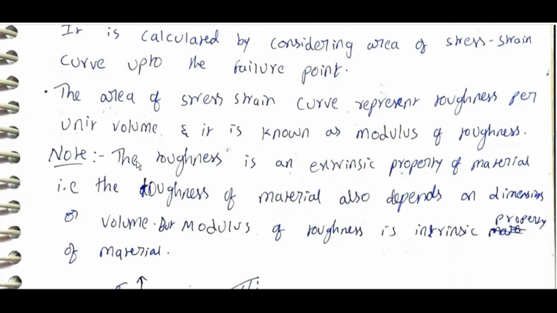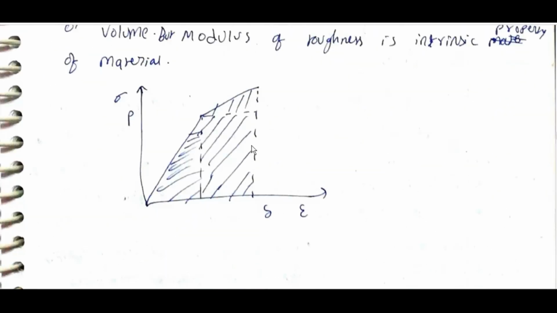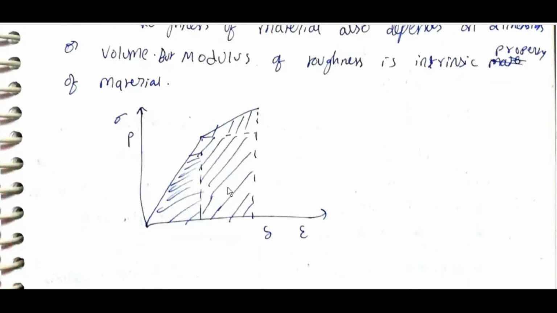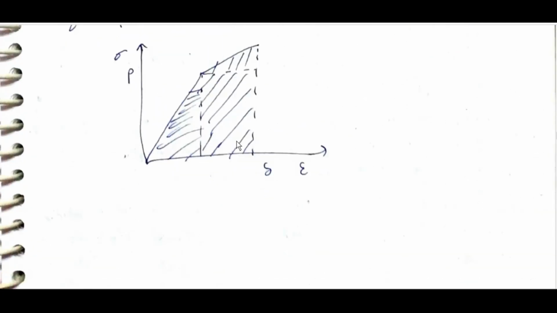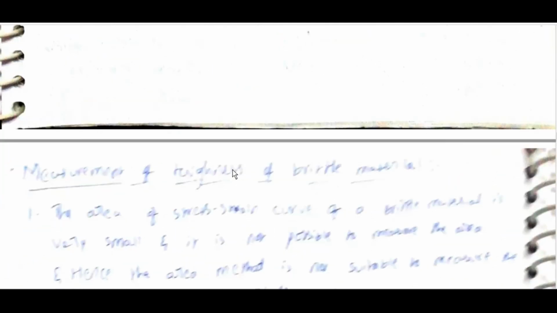Toughness is an extrinsic property of a material, that is, toughness also depends on dimensions or volume, but modulus of toughness is an intrinsic property of the material. That means it does not depend on volume or dimensions. Sigma epsilon, area can be calculated from this triangle and this square.